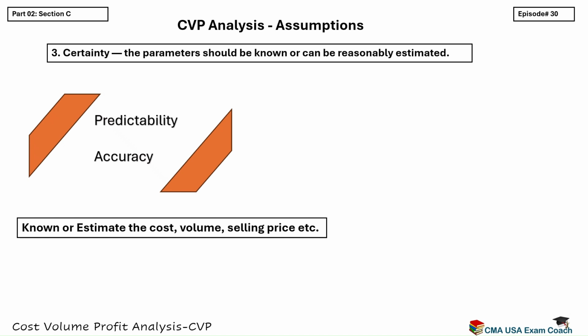It doesn't mean everything must be perfectly accurate, but it does mean we should be confident that the values we're using for price, cost, and sales volume are reasonably close to the actuals. For example, if we're doing CVP analysis for the next quarter, we might use our average selling price and cost data from the past few months and make a sales estimate based on past trends. So to conclude this assumption, for CVP to be useful and meaningful, we must either know the key values or we must be able to reasonably estimate them based on past data, market research, or industry expectations.